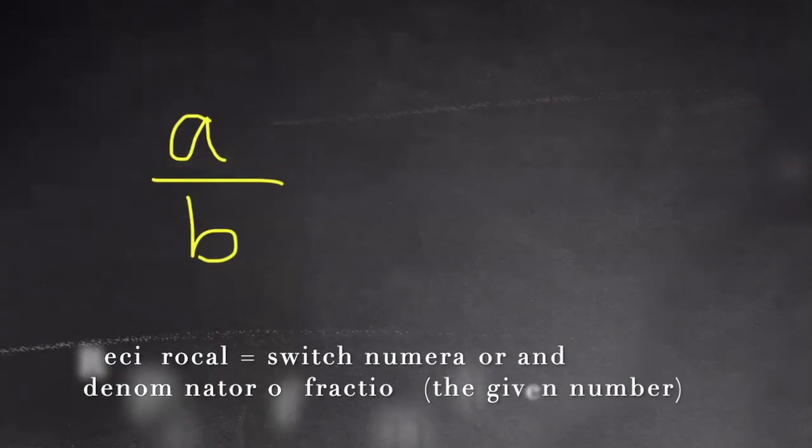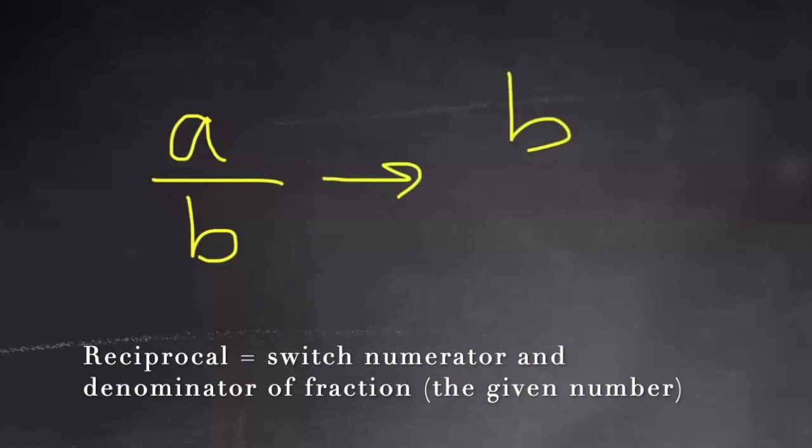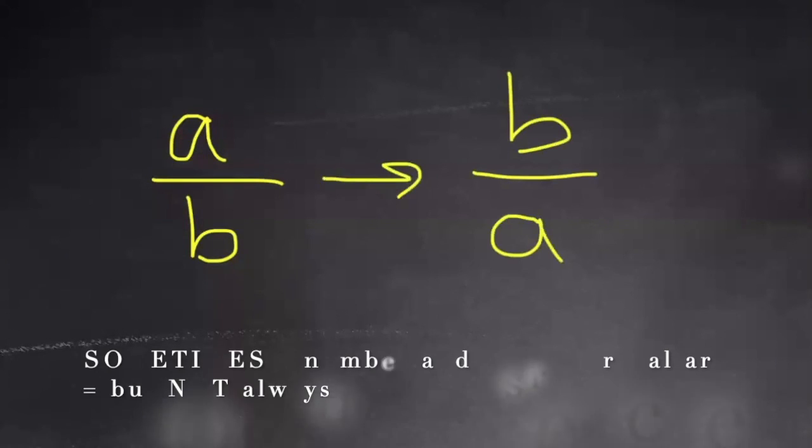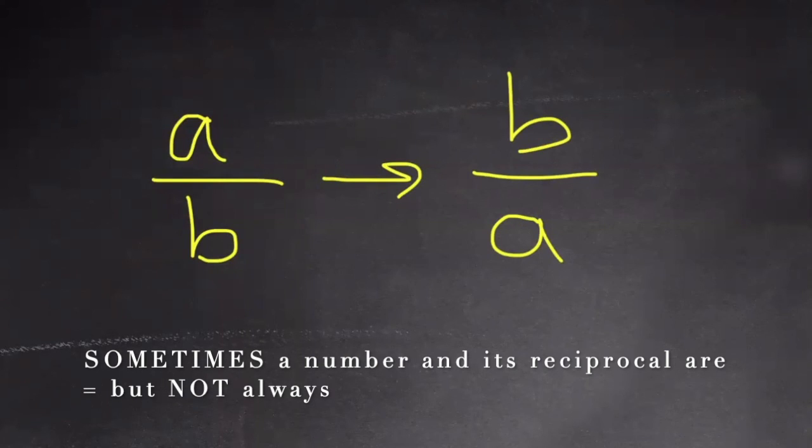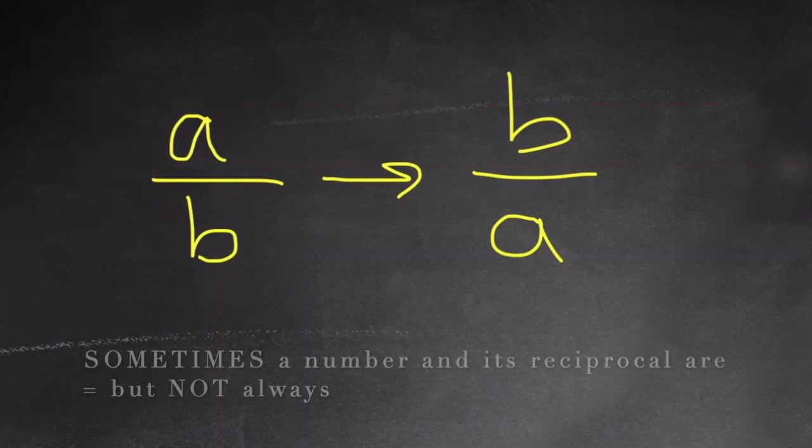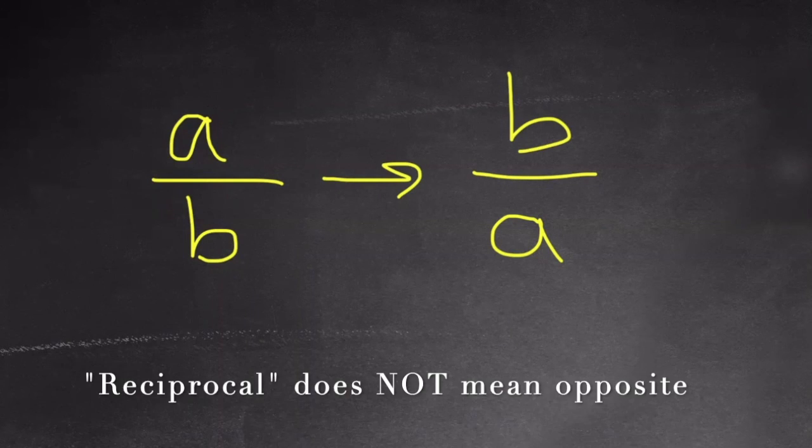So to summarize, reciprocal means you switch the numerator and denominator of a fraction. So the reciprocal of a over b would be b over a, but also remember that a number and its reciprocal are not necessarily equal, although sometimes they can be, specifically in the examples of 1 and -1. And finally, reciprocal does not mean opposite. So if you take the reciprocal of a positive number, it's still going to be positive. If you take the reciprocal of a negative number, it's still going to be negative.